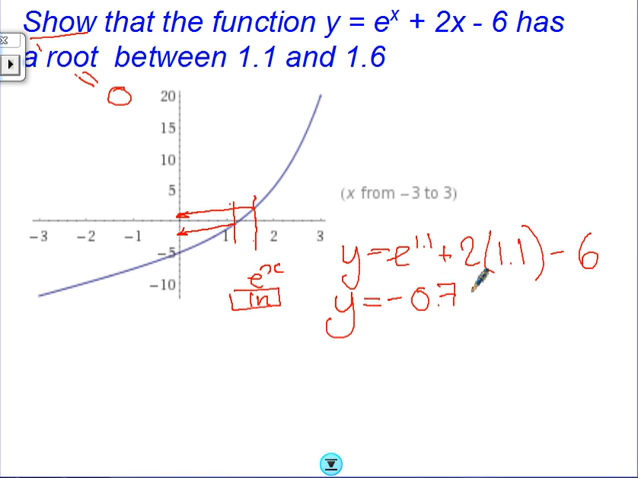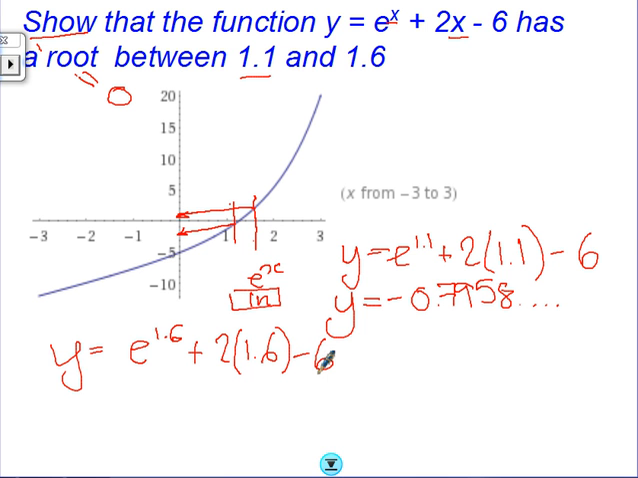I conveniently have worked them out before. This is one I did earlier. So when we've got the value of 1.1, that's the value of x, don't forget. We've just substituted that in where we saw x each time. That's given us minus 0.7958. And if we put in x is 1.6, then y is 2.153 and a whole more digits.